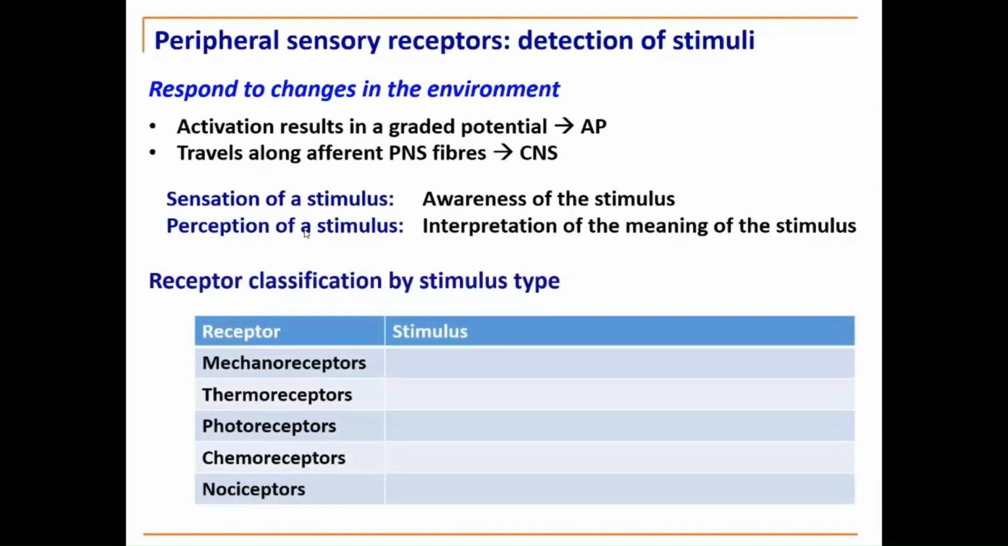And so now we have our different types of receptors. We have mechanoreceptors, thermoreceptors, photoreceptors, chemoreceptors, and nociceptors. So as usual, I'd like you to press pause at this point and think about what type of stimulus will stimulate your mechanoreceptor or your thermoreceptor, and try to be quite specific in what you say.